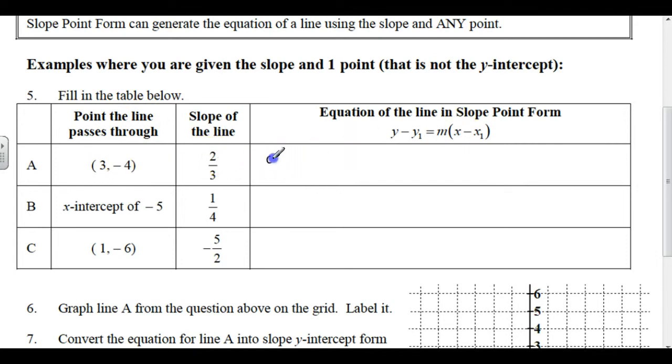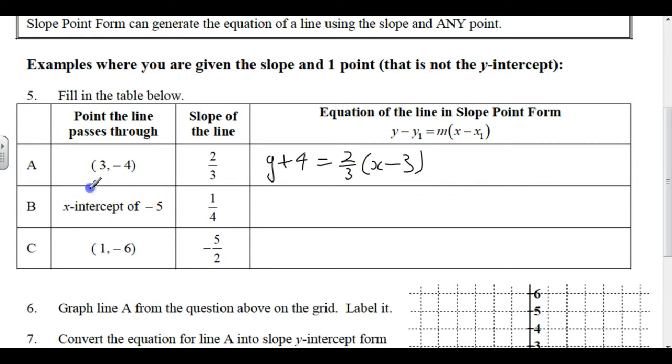The equation of the line, so it's y plus 4, right? It's y minus negative 4 is equal to 2/3 times x minus 3. And that is point slope form.